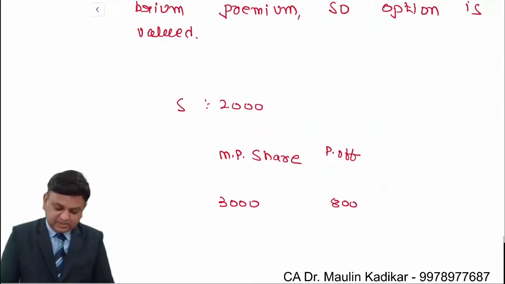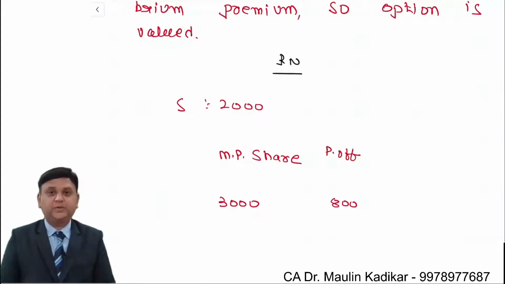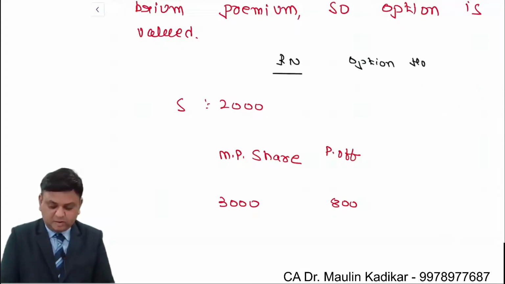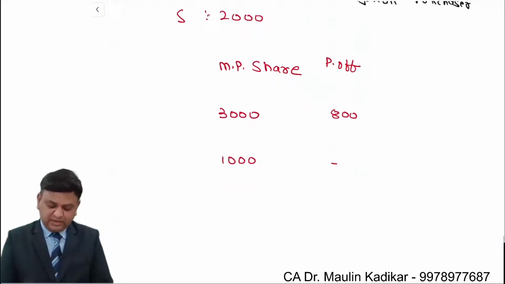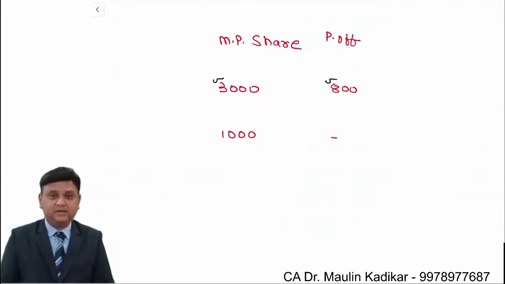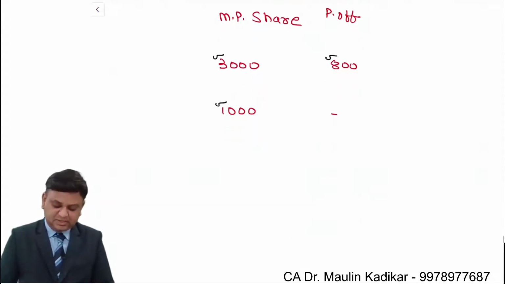Friends, as far as the risk neutral method is concerned, in this method the premium is calculated from the option holder's point of view, or the option purchaser's point of view. If at all I purchase the option, what will I get? If the price of the security is 3000, I will get 800. If the price of the security is 1000, I will not get anything.